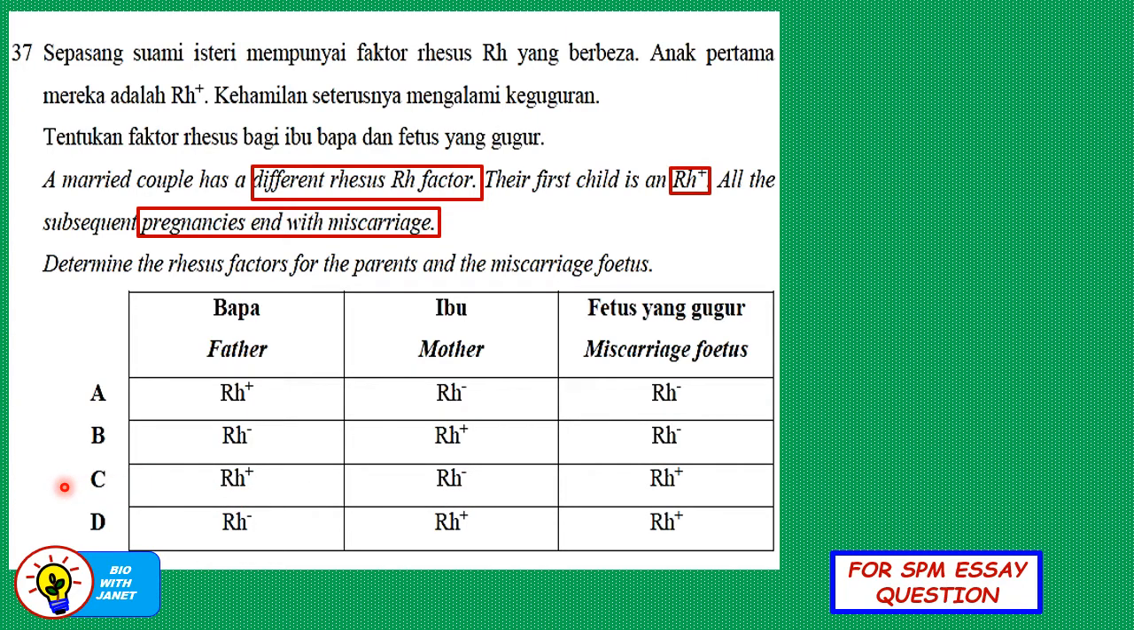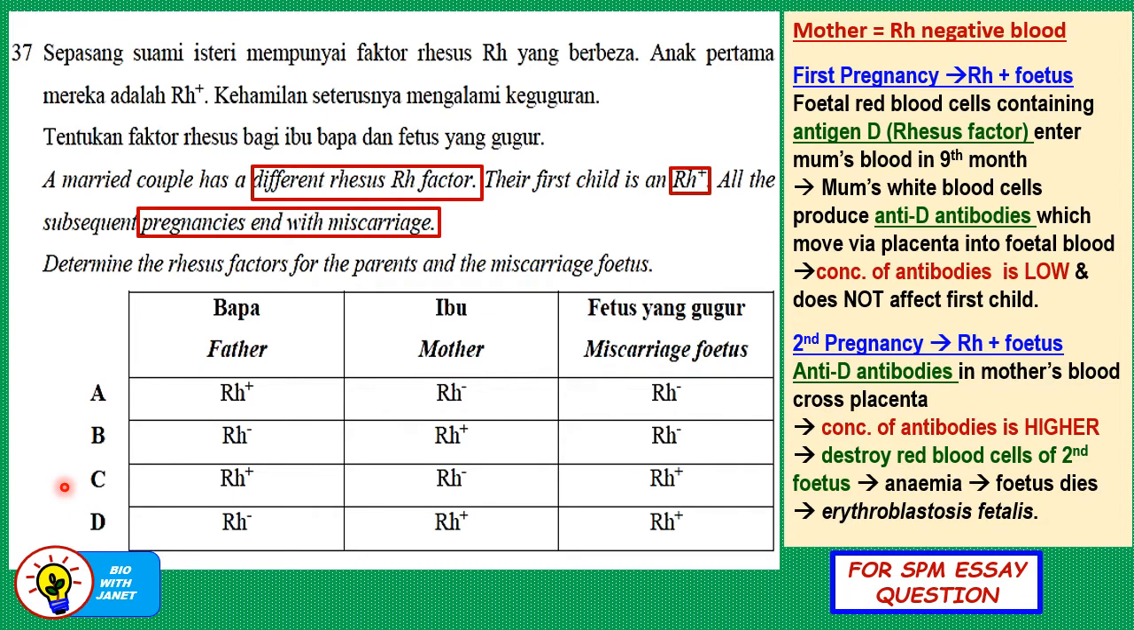And we have discussed this situation, or we have learned about this incompatibility of the blood group, in chapter 10 of the Form 4 syllabus. So here is the explanation, which I will just read through, and I will also discuss it in more detail in the next slide as revision. So mother has rhesus negative blood, and in the first pregnancy she has a rhesus positive fetus, right?